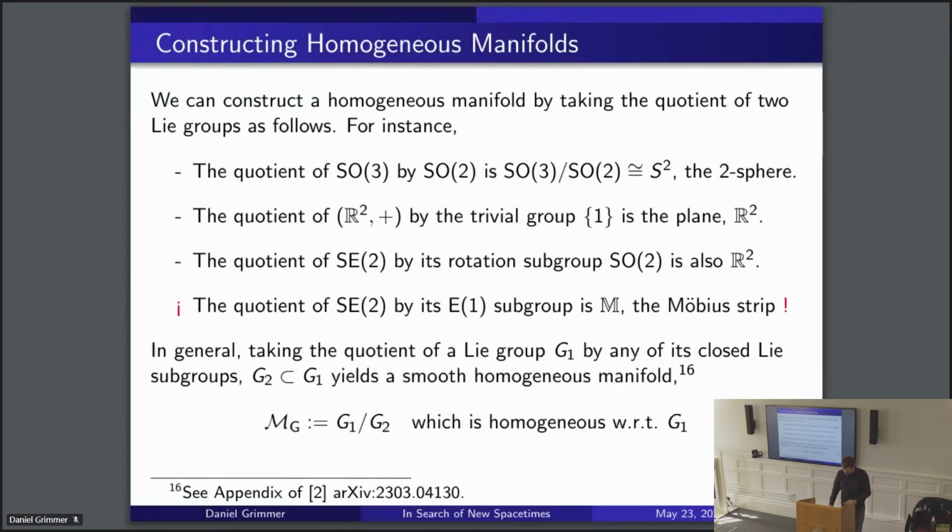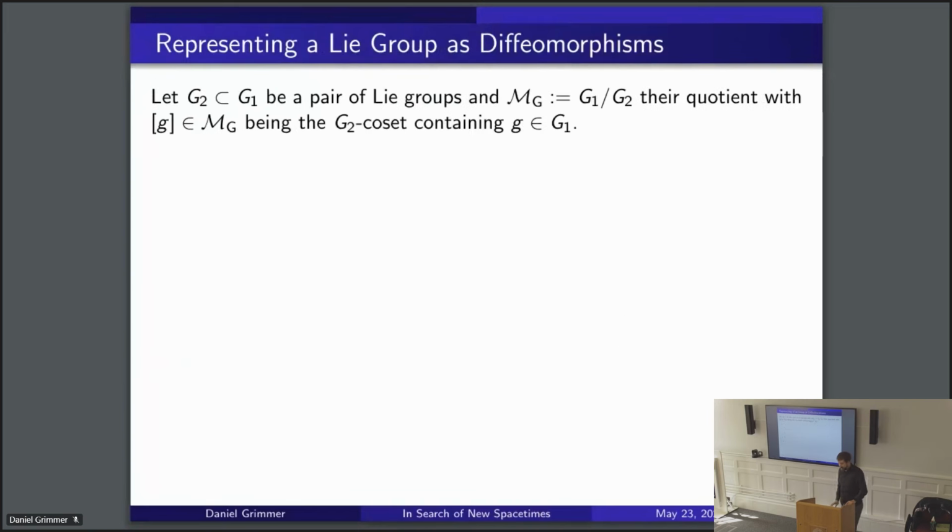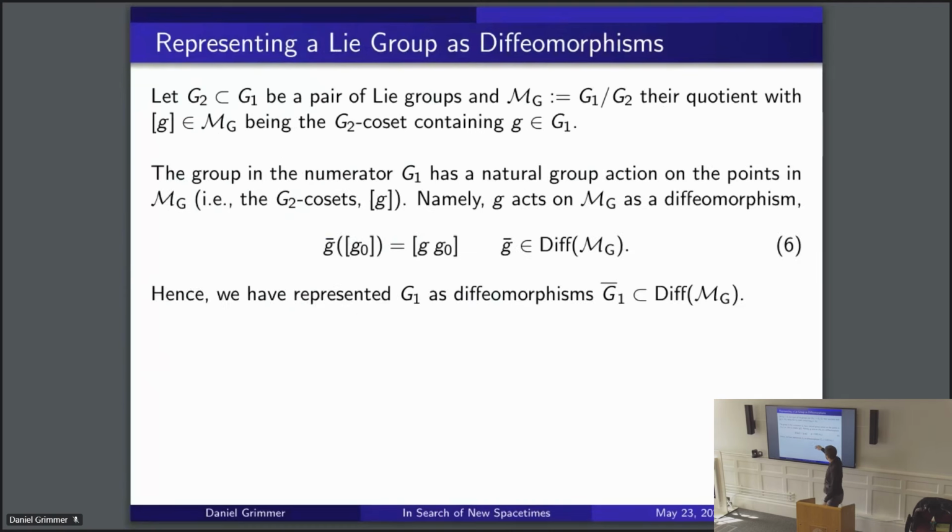That's surprising. Okay, so in general, when you take the quotient of a Lie group by any closed Lie subgroup, it yields a smooth homogeneous manifold with respect to the group in the numerator. Now, you can use this to represent Lie groups as diffeomorphisms. So pick any two Lie groups and take their quotient, with the square brackets going to mean the coset, the G2 coset. So the group in the numerator has a kind of natural group action on the space of cosets. It acts on them by applying its group action before we take the quotient, essentially. But what this does, it takes our Lie group here, which didn't have to start off as diffeomorphisms, but it represents them as diffeomorphisms on the new spacetime. Okay, they have a natural way of being represented that way.